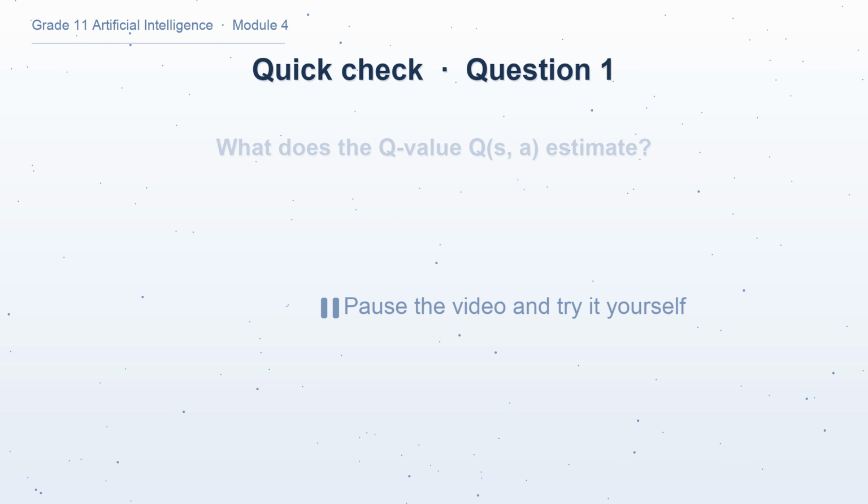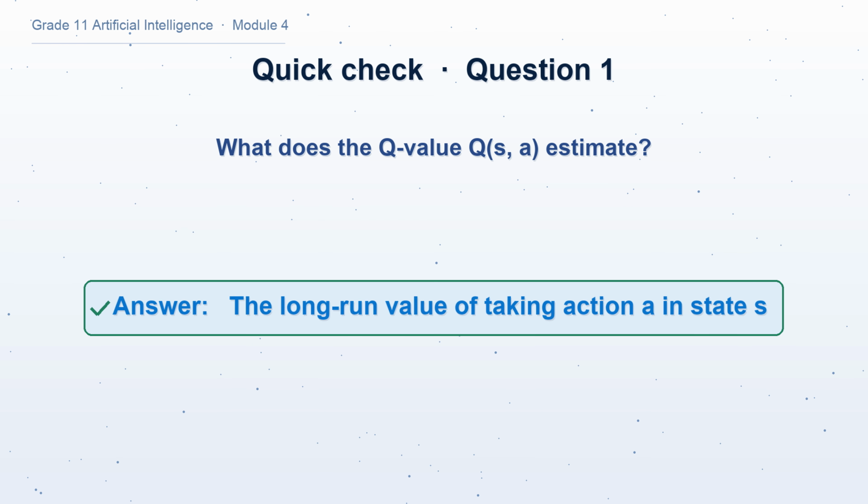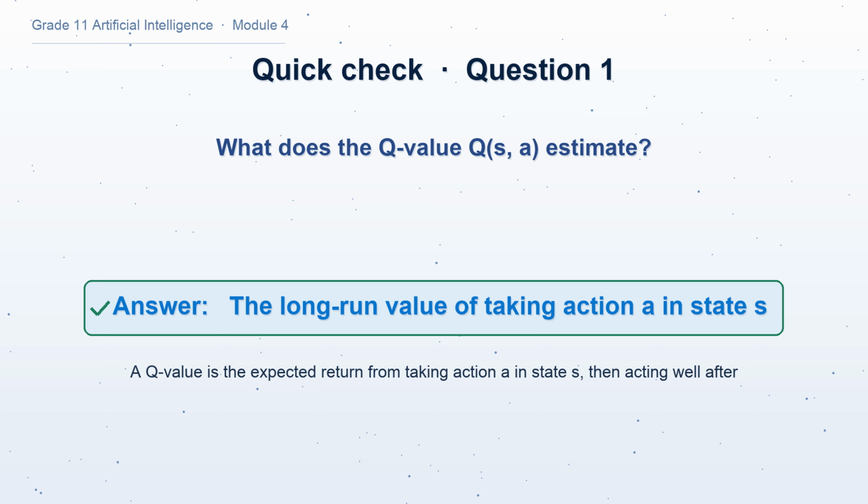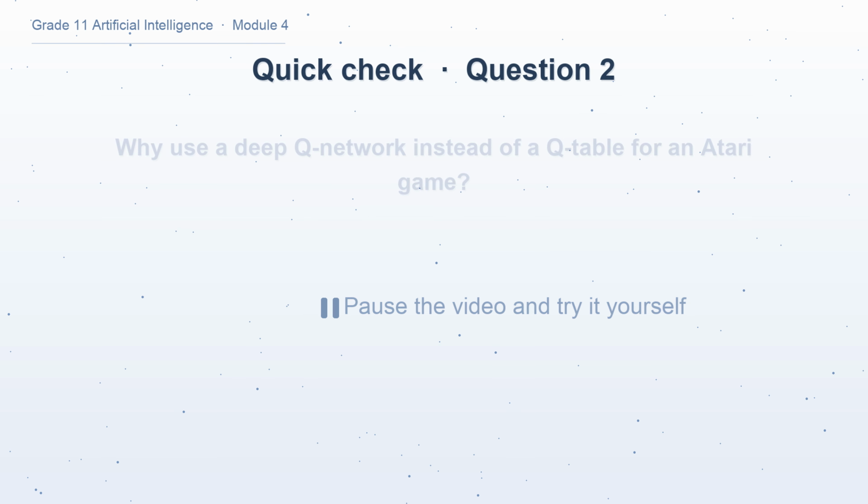Here is the first question. What does the Q value estimate? The Q value estimates the long-run value of taking a particular action in a particular state, and then continuing to act well afterward. It tells the agent how good that action is, not just the reward of the next single step.